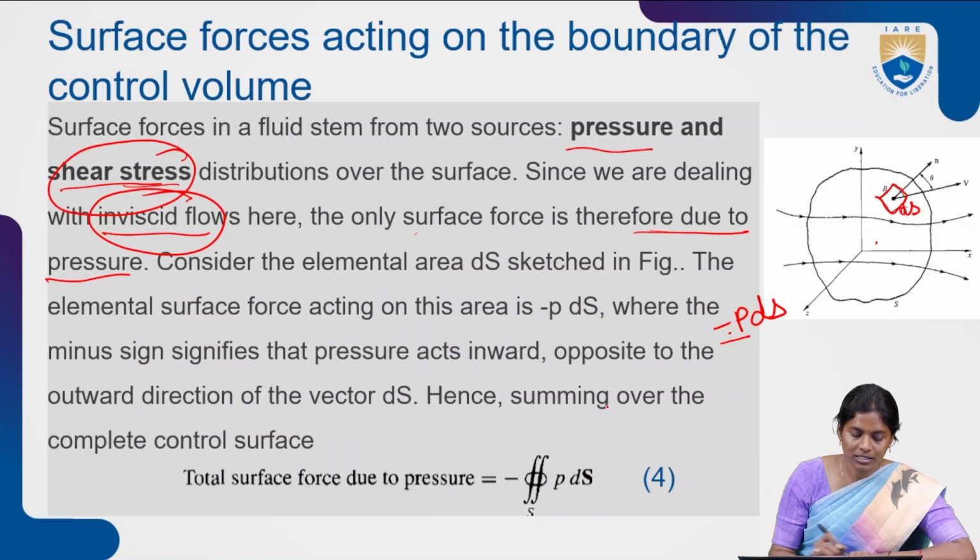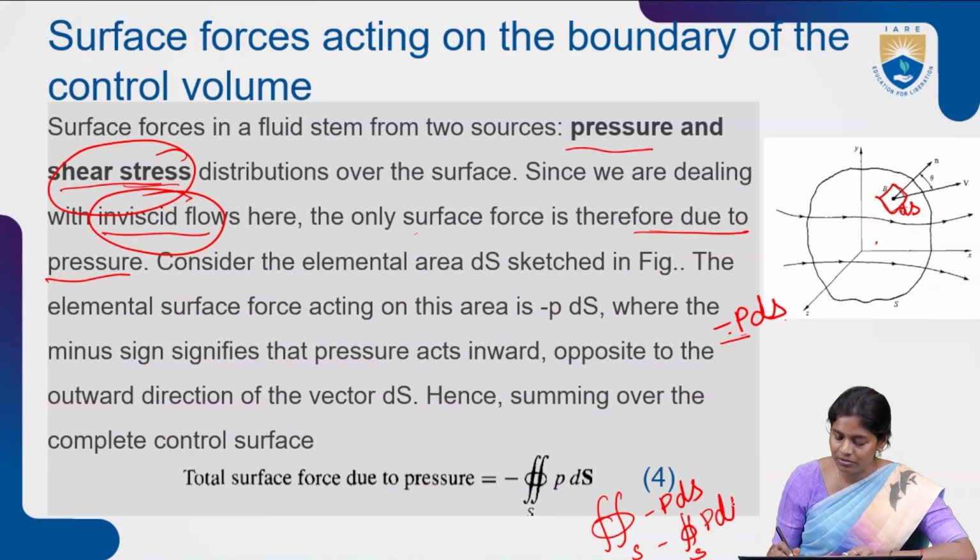Since this is for a single elemental surface only, if we take the total surface force due to pressure over the whole surface, we get the surface integral of minus P dS. So we can write this as minus the surface integral of P dS.